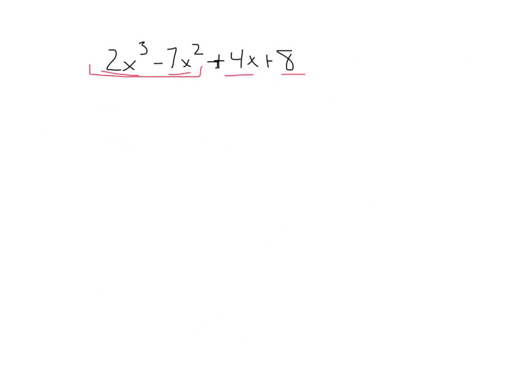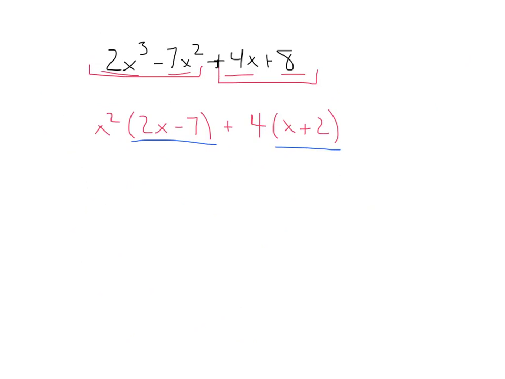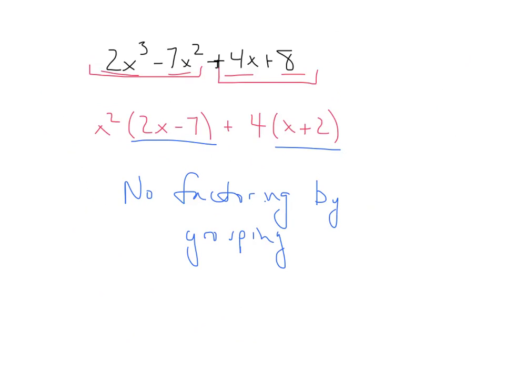And I look and I go, okay, I'm going to factor by grouping. What's in common between the first two? Well, x squared times 2x minus 7, plus what's in common for the second group? Just a 4. So I've got 4 times x plus 2. So I've tried to factor by grouping, and how do I know it doesn't work? Well, these two things aren't the same. Those have to be the same for me to proceed with my next step in factoring by grouping. So if I wanted to find a way to factor this, I'm going to have to find another way. So no factoring by grouping when what's in parentheses does not match between the first and second groups.